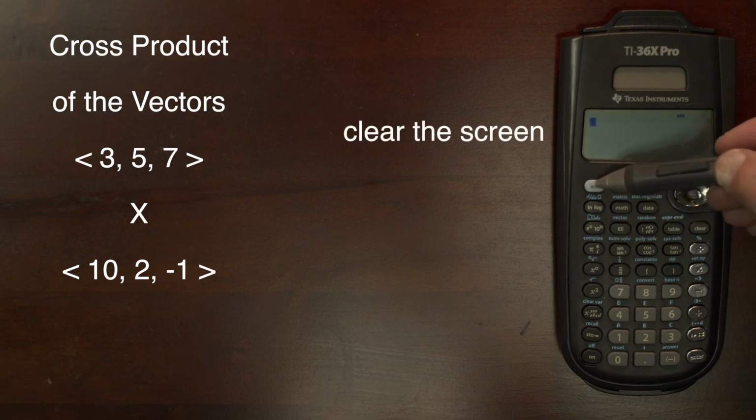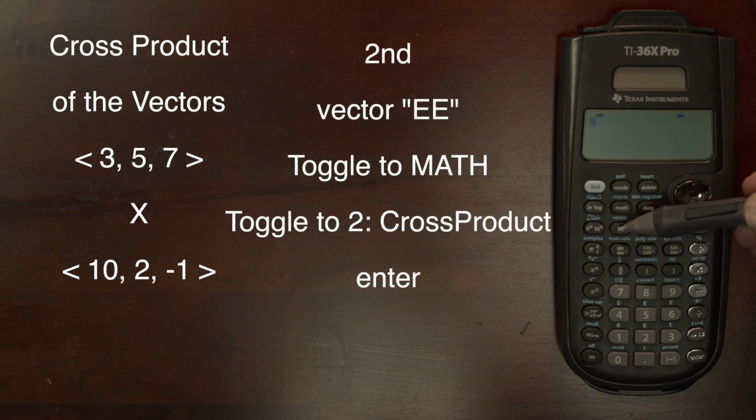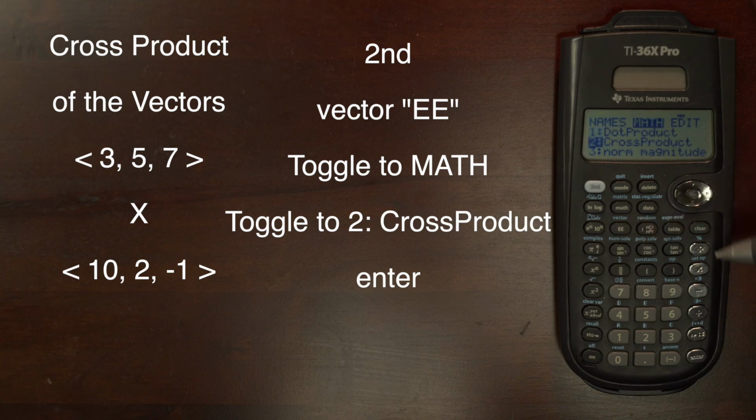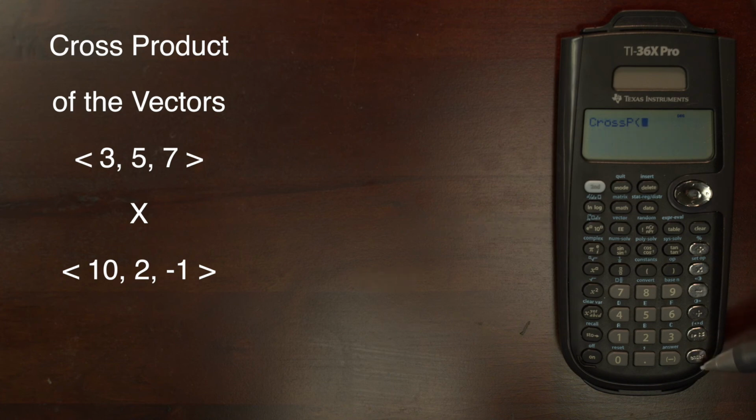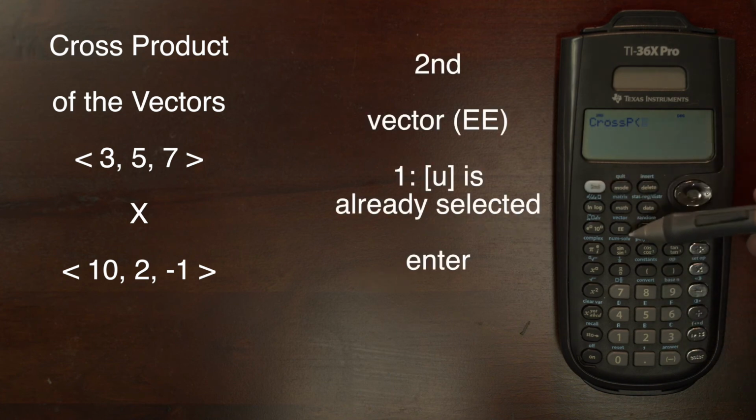Clear the screen. And let's go back to the second vector, toggle over to the math, tell it we want to do the cross product. Toggle down to cross product, hit enter, and now we're going to tell what vectors we want.